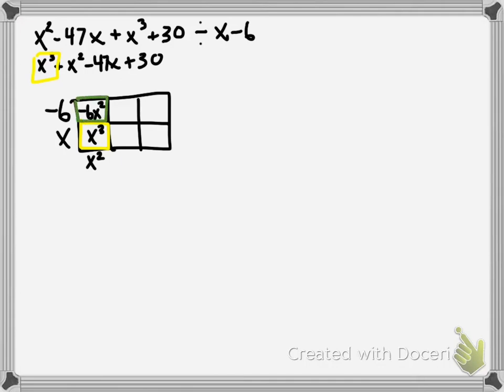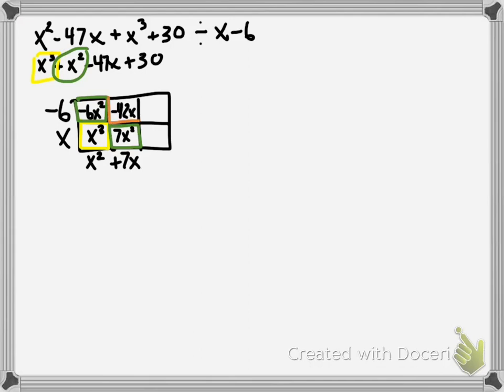Negative 6x squared has to combine with what to give us x squared? Okay, well that needs to be a positive 7x squared. Then this has to be 7x. This would be negative 42x.